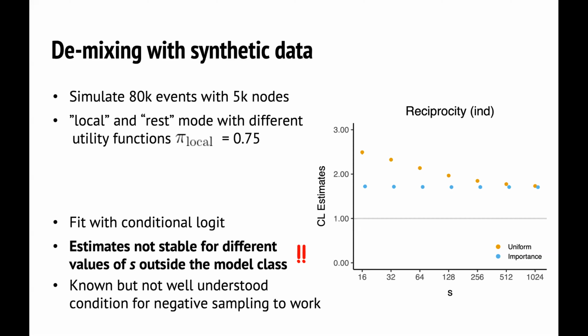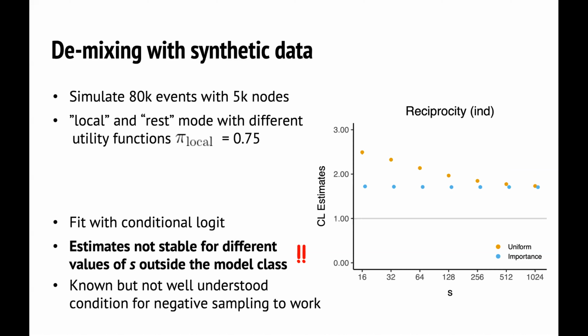But we think that perhaps this can be used as a way of determining that you are working outside of the model class if you see this sort of behavior. Now, this is all speculation. We don't have a good theory about this. And I should say that this is actually well understood. The fit of the data to the model class is a known condition for negative sampling to work.